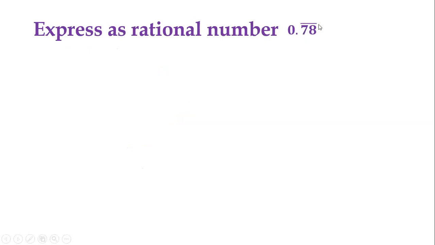What is the meaning of bar? This is called repeated digits. Here 78 is repeated again and again. When you say 78 bar, 78 is repeated again and again. So I am going to take the number x is equal to 0.78 bar. The meaning is nothing but 0.787878 and infinitely it is going on. I am going to assume this equation as 1.